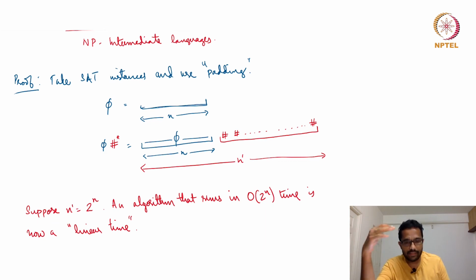So the starting assumption is that P is not equal to NP. So SAT cannot be solved in polynomial time, right? SAT requires more than polynomial time. It could be exponential or sub-exponential, something less than exponential also, but certainly not polynomial time.